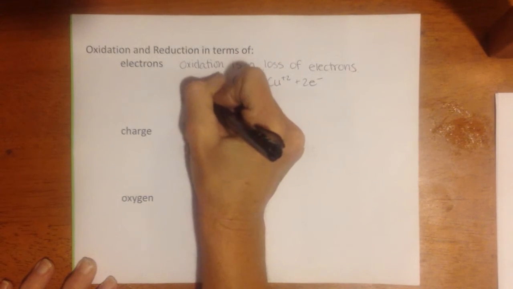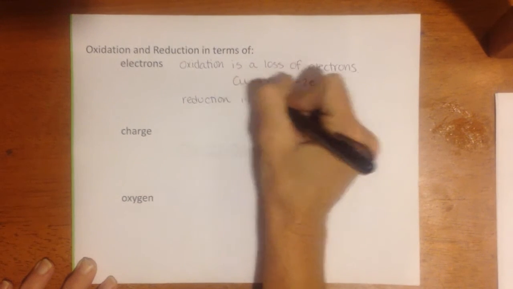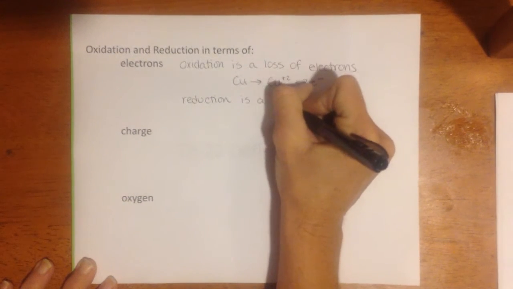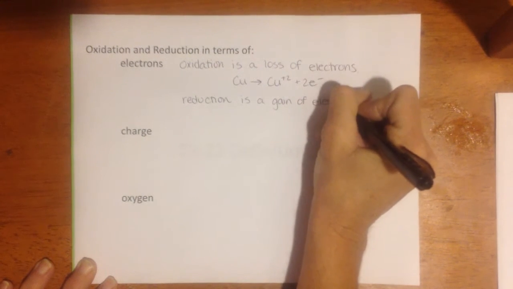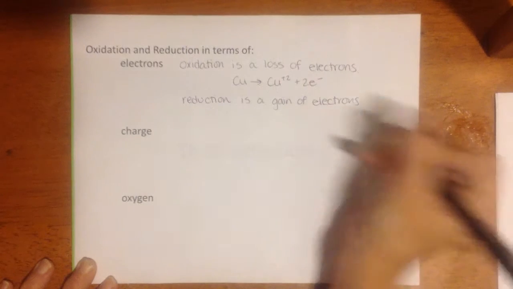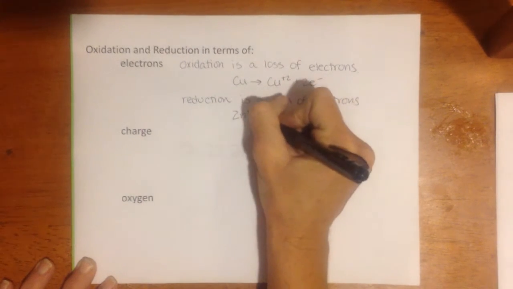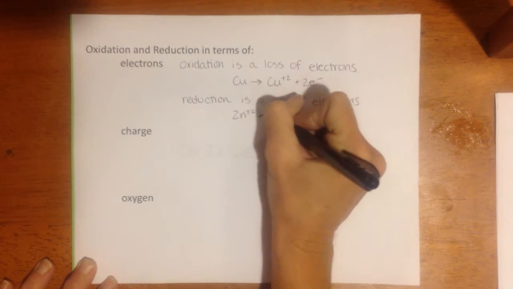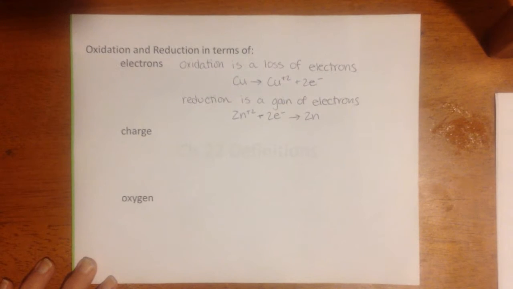Reduction is a gain of electrons. And that would be pretty much the opposite. If you had a zinc ion and you added some electrons, it would turn into zinc metal.